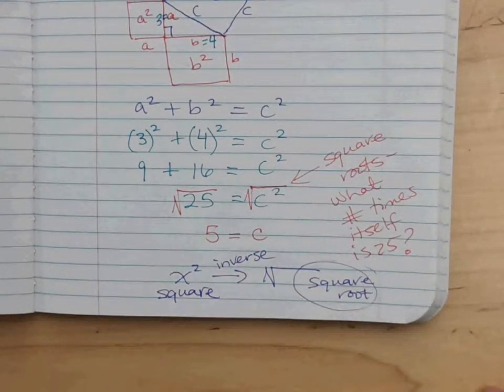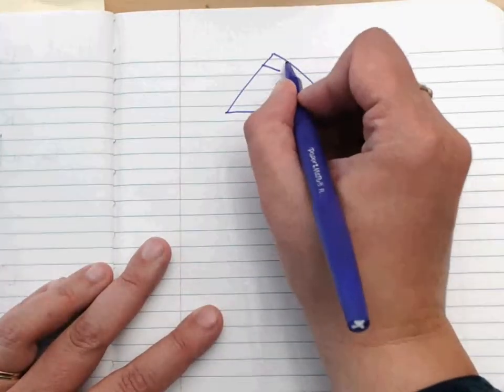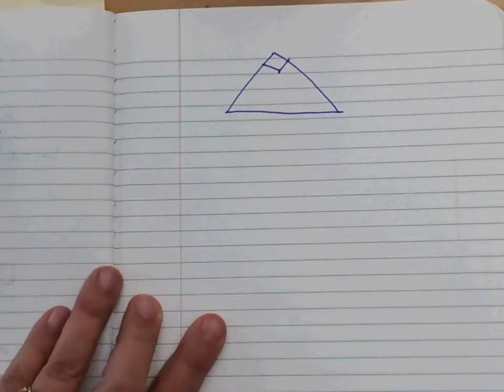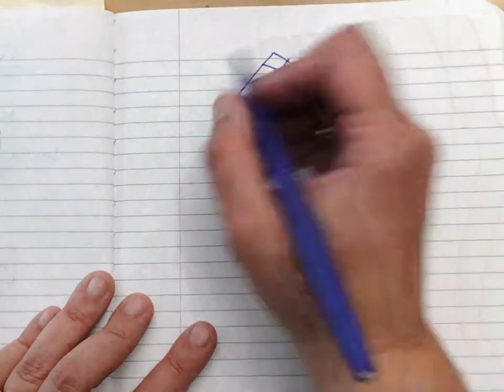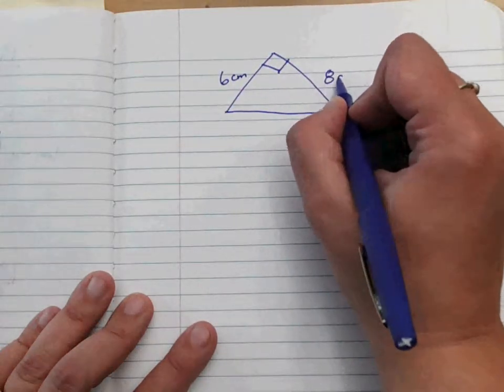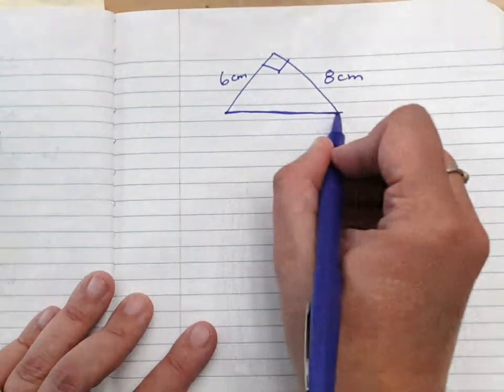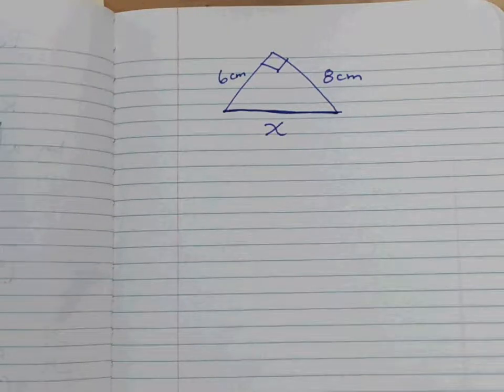Let's try another problem. So I'm going to turn the page. Okay, so let's draw a triangle. Now a triangle can be oriented any kind of way. So maybe this is my triangle like this. Here's the right angle. If I know that this right here is, let's say, 6 centimeters, and this is 8 centimeters. First of all, I want to find this. I'm going to call this x because I don't know how long it is.